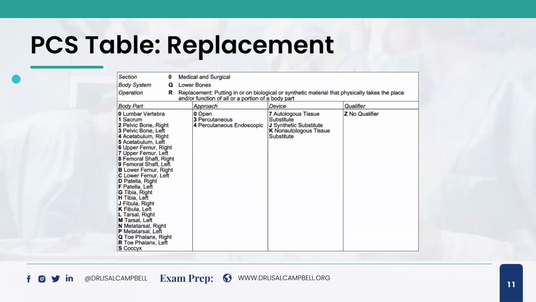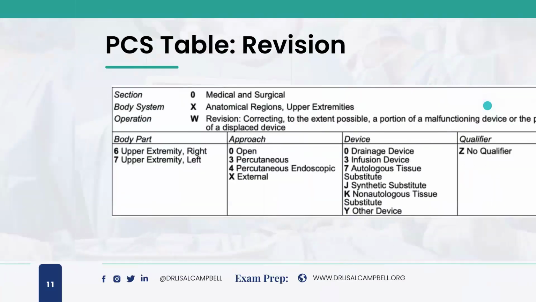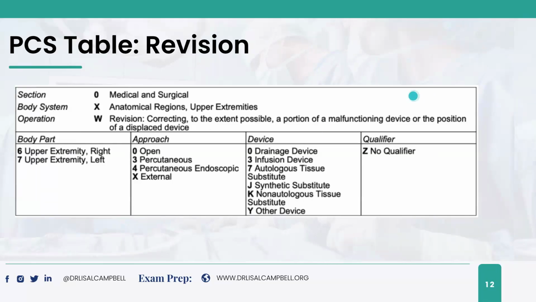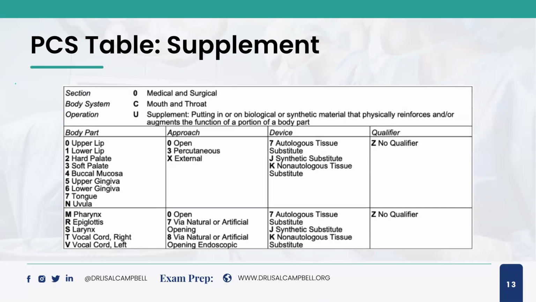Okay, next up we have replacement. Remember, replacement involves removing a body part and putting in something that physically takes its place, like a prosthesis. Revision: the provider is fixing, adjusting, repositioning an existing device. So, no exchange, no reinforcement, just correcting. And then we have supplement. I didn't use the hernia here. I gave an example for the mouth and throat.